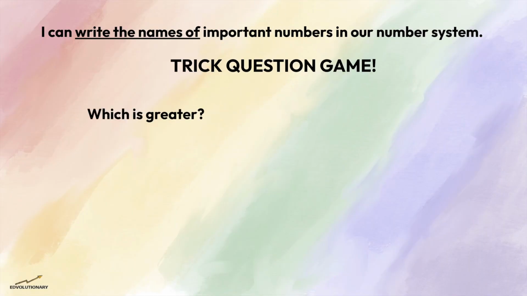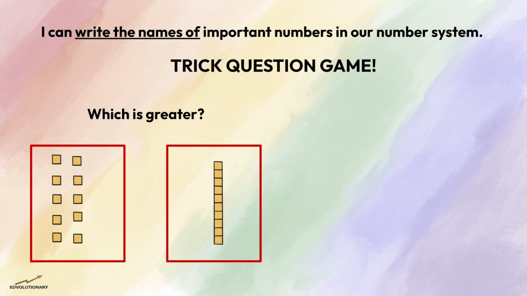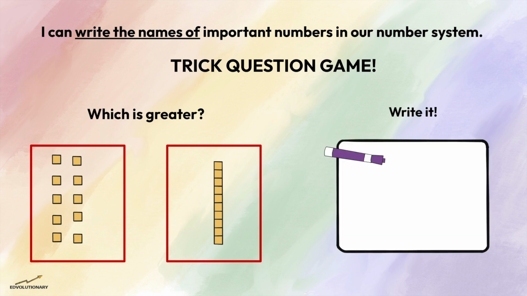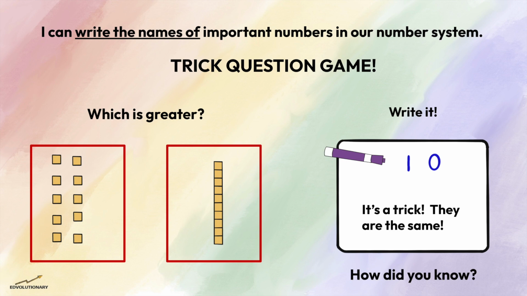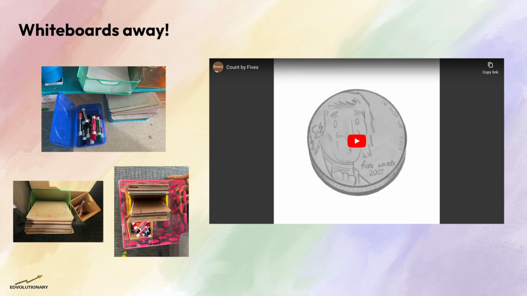Let's do another one. I think this is the really tricky one. Which is greater? 10 1s or 110? Hitting again on that understanding. Write it down. Kids will probably have a moment of confusion, and then you'll say, it's a trick. Remember, 10 ones is the same as 110. And then ask someone, if you knew that, how did you know? And then have them share. And that's the end for Wednesday.